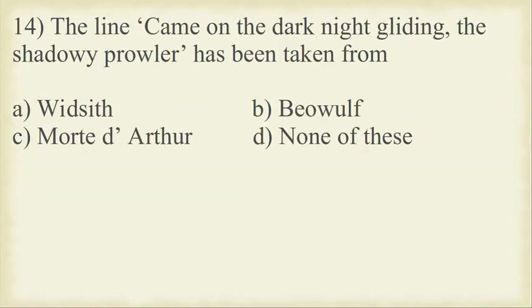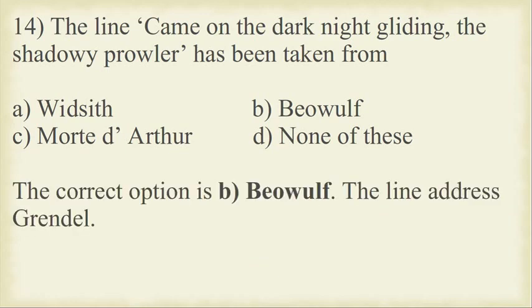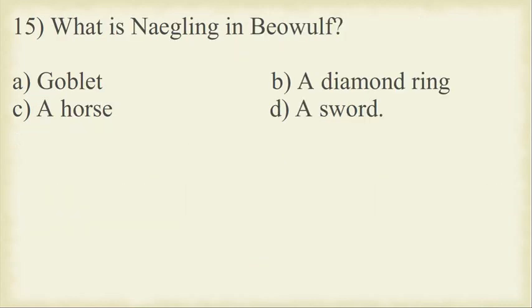Question number 14. The line came on the dark night gliding, the shadowy prowler has taken from option A, Widsith, option B, Beowulf, option C, Morte Arthur, option D, none of these. The correct option is B, Beowulf. The line addresses Grendel. Question number 15. What is nagling in Beowulf?